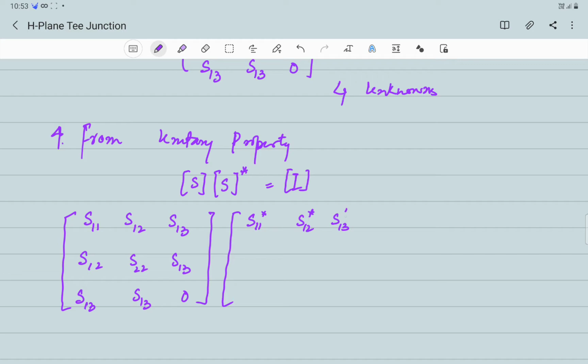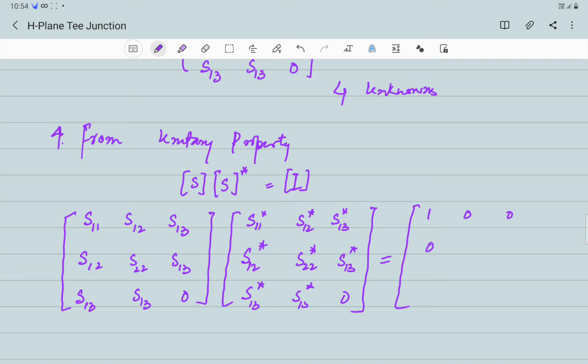Its complex conjugate would be S11 star, S12 star, S13 star; S12 star, S22 star, S13 star; S13 star, S13 star, 0. This star represents the complex conjugate. This is equal to a unit matrix of the same order as that of S. So it would be 1 0 0, 0 1 0, 0 0 1. In a unit matrix, all the non-diagonal elements are 0 and the diagonal elements are 1.